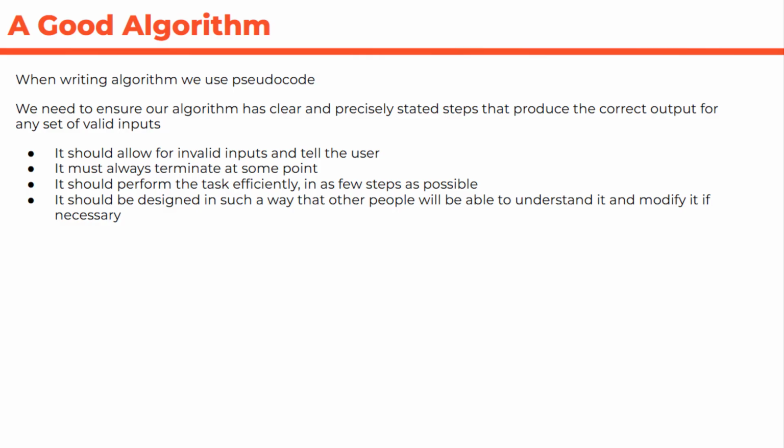But we need to ensure that our algorithm has a clear and precisely defined set of steps that produce the correct output for any valid set of inputs. So we should allow for invalid inputs. We should tell the user if something's not right, and output messages correctly, and meaningful outputs are always important. It must always terminate at some point and finish. It should perform the task efficiently in as few steps as possible, but it's not always possible. It should be designed in a way that other people will be able to understand and modify it if necessary. So that's a good algorithm.